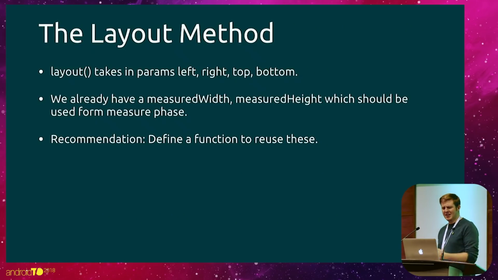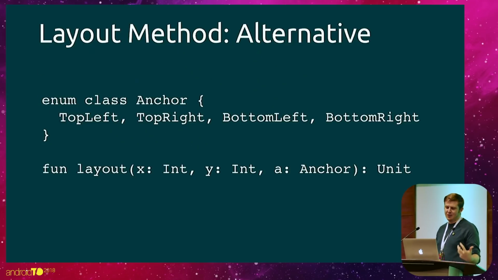Also a thing of note is that the layout method takes in left, right, top, bottom parameters, which is a little bit strange because we've already figured out what our width and height is. It's in measured width, measured height, because we've just gone through a measure phase. So what I tend to like to do, and what you'll probably see in some of the examples coming forward, is you can simply define your own layout method, your own override, where you just take in an x and y, you take in this implicit measured height and measured width, and then based on that you can figure out what your layout rect is going to be. This is a way of avoiding some of the boilerplate, I find, which I like to use.